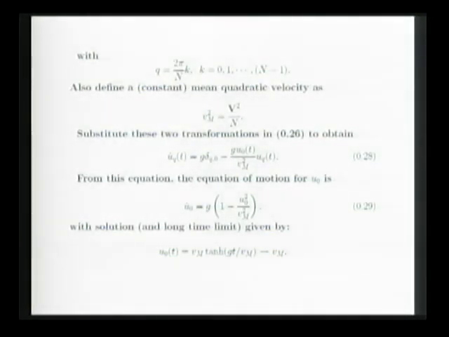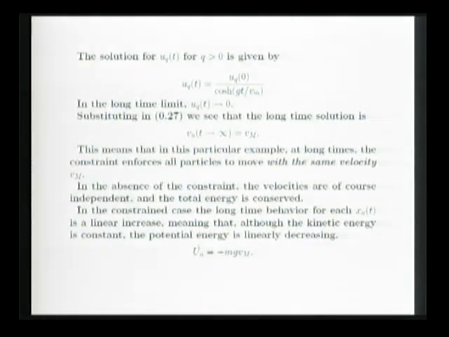And it turns out that you can solve this absolutely explicitly, just like the Toda lattice, although I'm not sure if it's formally integrable in the same way. But there's a solution, and the long-time limit is given by u0 of t equal to V_m tanh(gt over V_m), which goes to V_m. So the long-time solution looks like this: u_q of t is equal to 0. Substituting back into my original variables, I see that the velocity of the nth particle goes to V_m. So at long times, the constraint enforces all particles to move with the same velocity V_m.